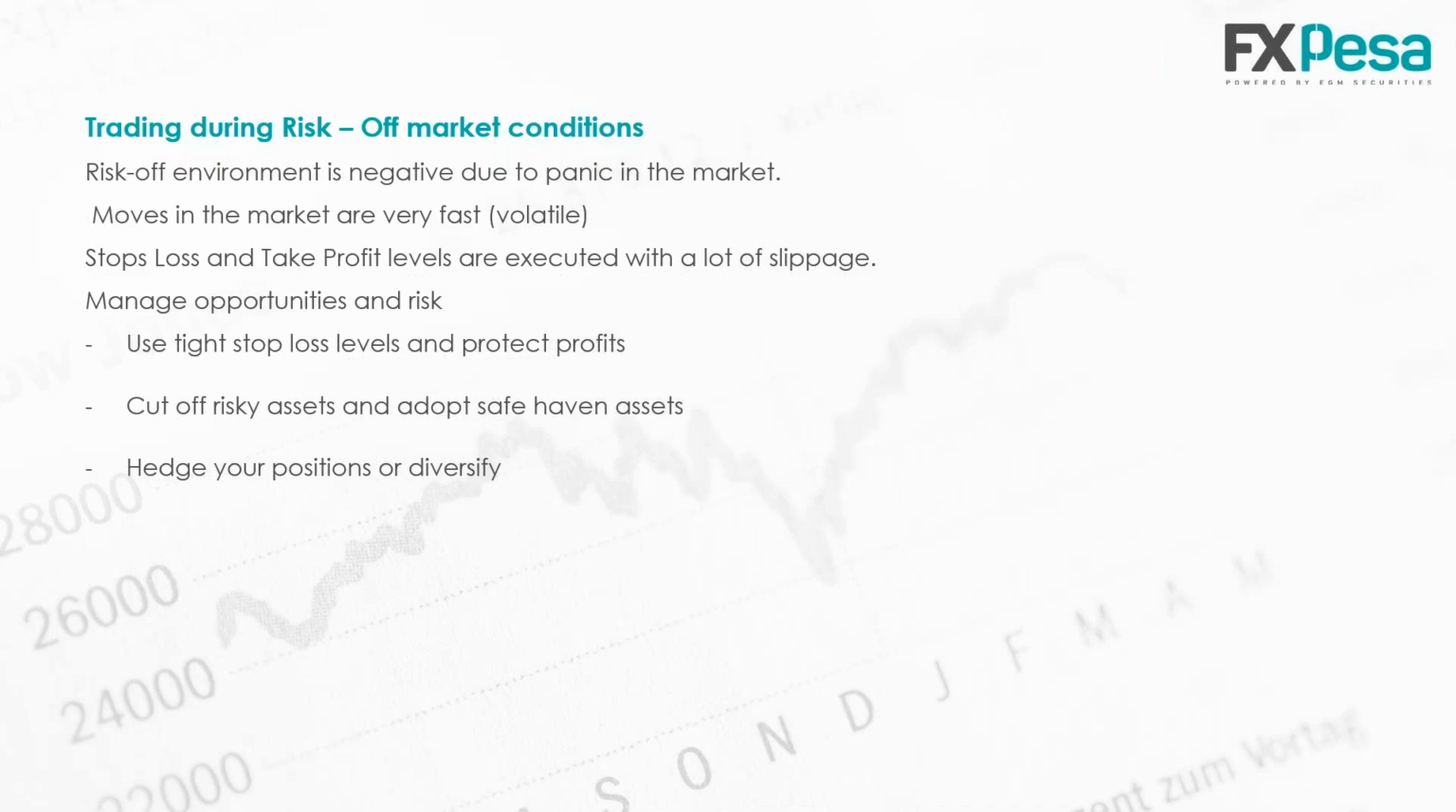So you want to go to safer currency pairs I've mentioned, Euro USD, USD Japanese yen. Of course, all the currency pairs from the majors are considered a little bit safer. But of course, we have the USD Japanese yen at the top of that list. Then hedge your positions or diversify.